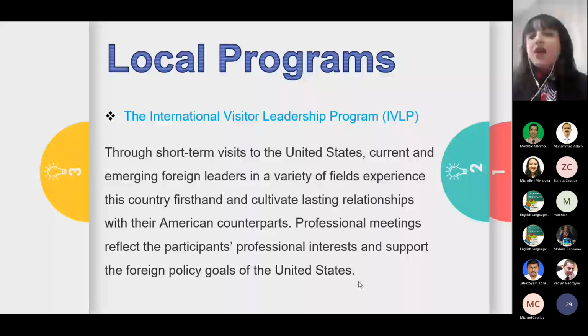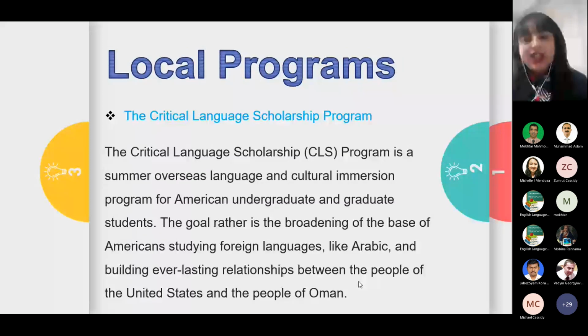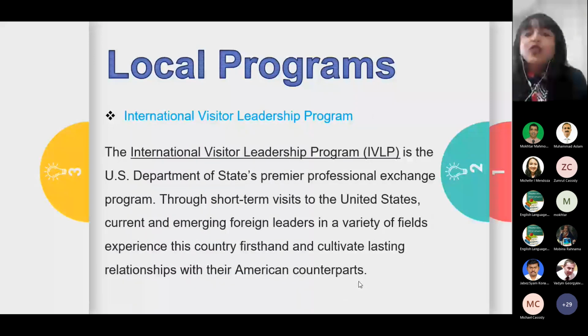Moving on to the Critical Language Scholarship Program, which takes place in the United States during summers. So there will be an interchange of languages, building everlasting relationships between the people of the United States and the people of Oman. Moving on to the International Visitor Leadership Program, which is also a professional exchange program, with short-term visits to the United States.